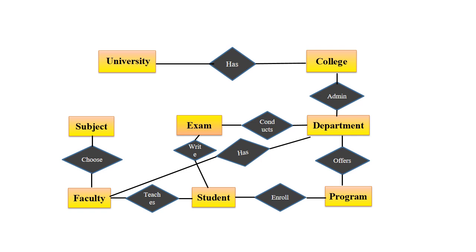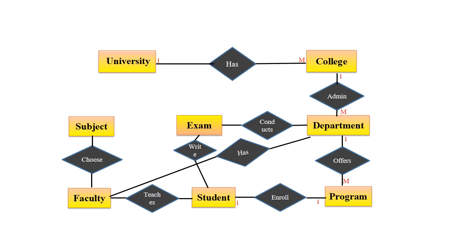So now, what is the cardinality between university and the college? One to many. It means what? One university has many colleges. What is the cardinality between college and the department? One to many. What is the cardinality between department and the program? One to many. It means one department, many programs. What is the cardinality between student and the program? One student can enroll in one program, either UG or PG.